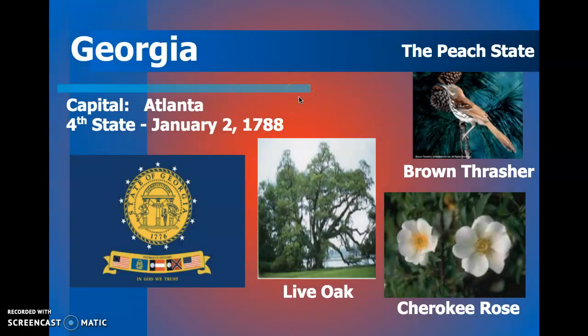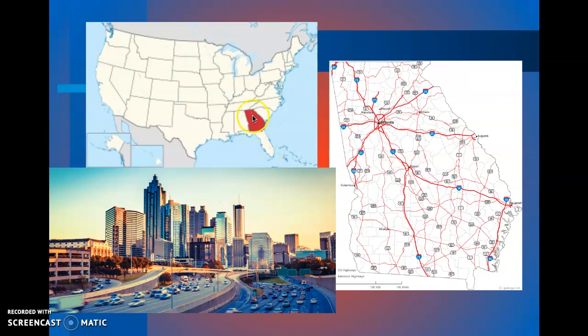Georgia, our neighbor to the north. Capital is Atlanta. It's the 4th state to ratify the Constitution, January 2nd, 1788. State tree is a live oak. State flower is a Cherokee rose. And the state bird is the brown thrasher. And there's Georgia, right north of us.